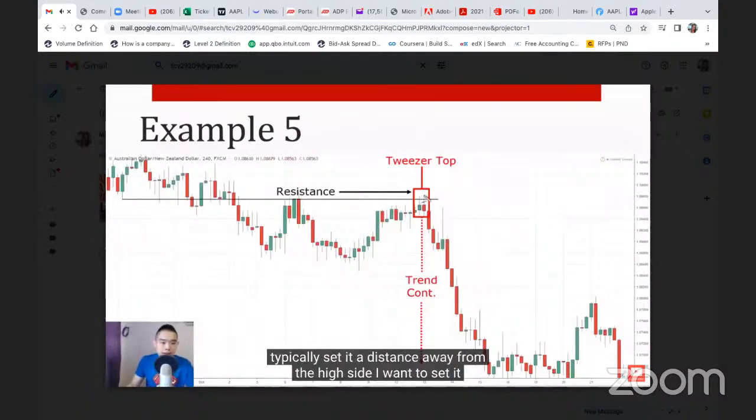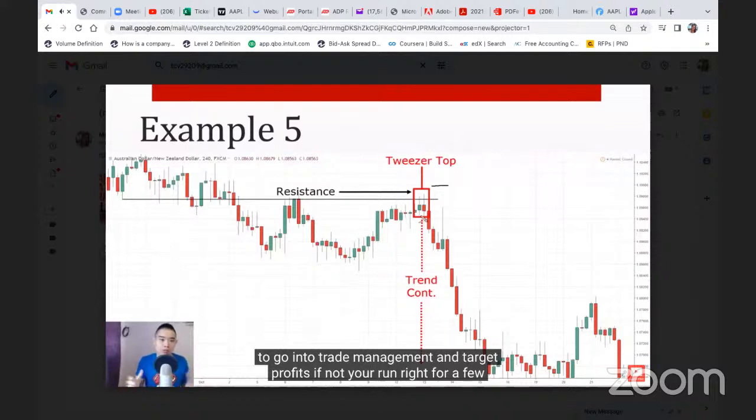I typically set it a distance away from the highs. I don't want to set it immediately directly above the highs because sometimes the market can just spike up higher and then reverse lower, right? So usually I give it some buffer, put it somewhere here, right? If you notice, I have not talked about target profits yet because this entire course is about candlestick patterns. I don't want to go into trade management and target profits.